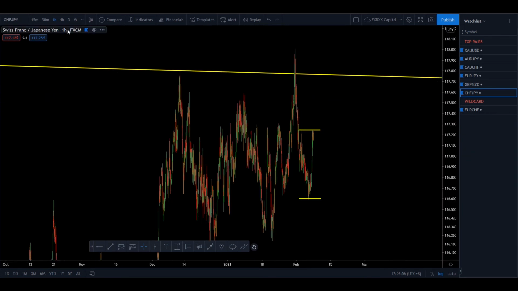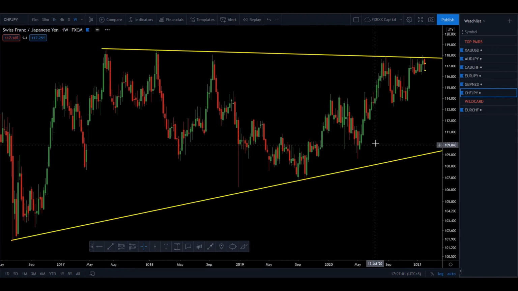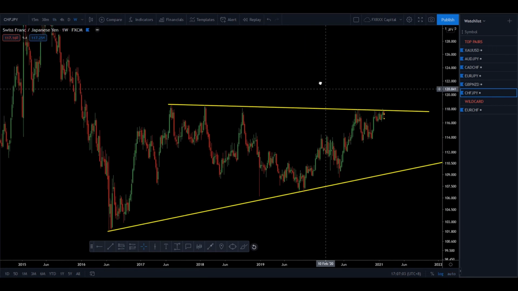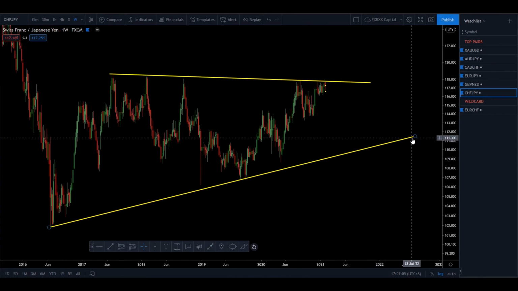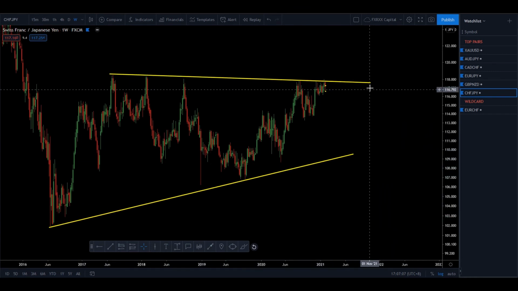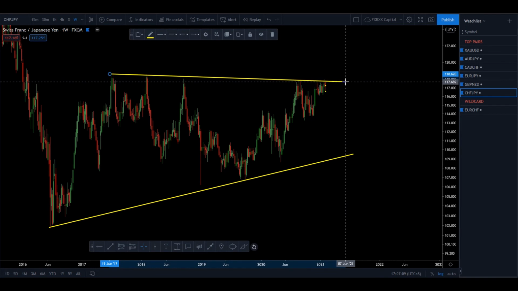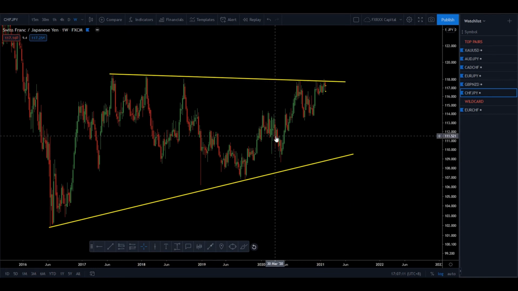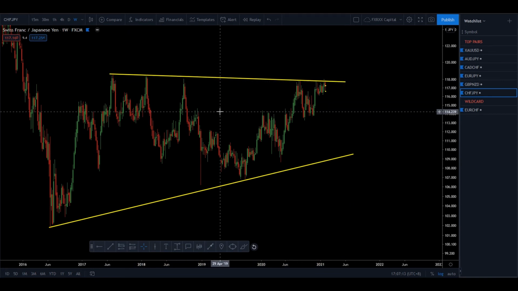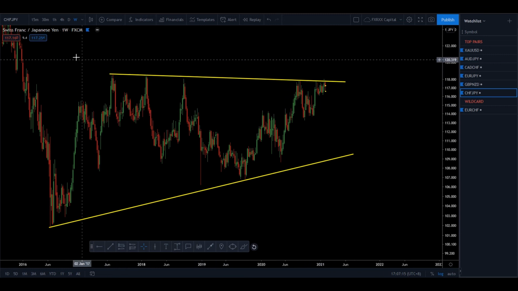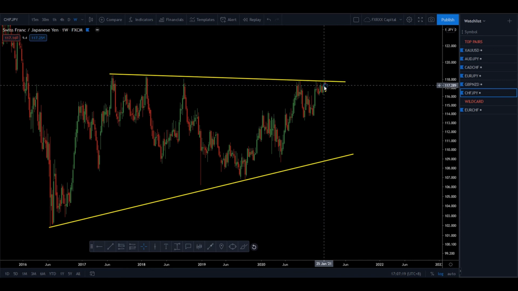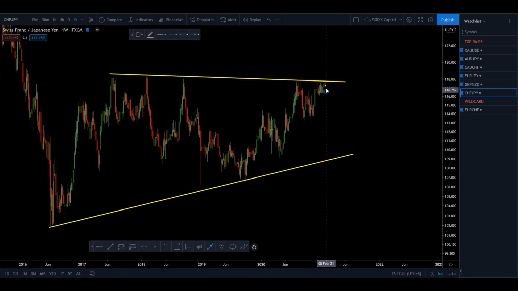Final top pair will be Swiss franc Japanese yen. In the high time frame, you can see price slightly creates a squeeze, a symmetrical triangle. We are at the high probability area in this area, and we expect price to move to the downside.